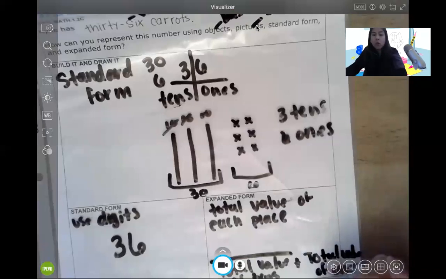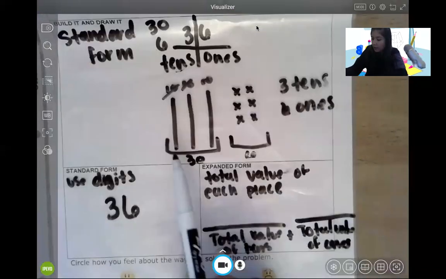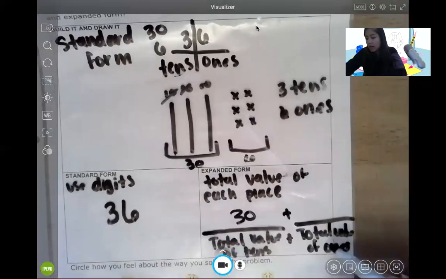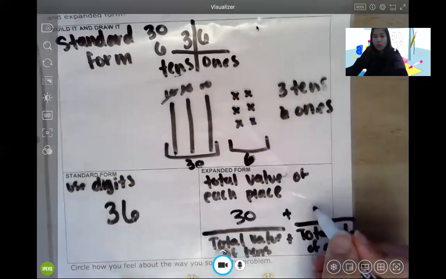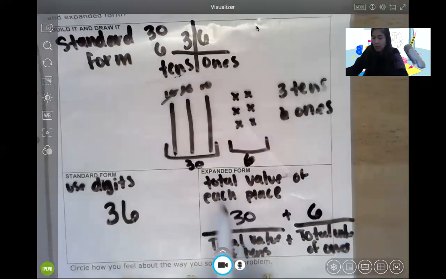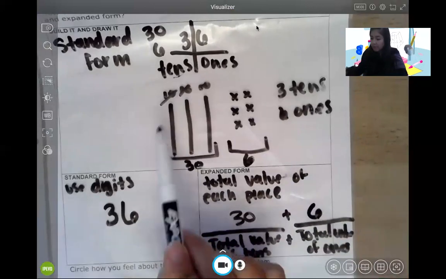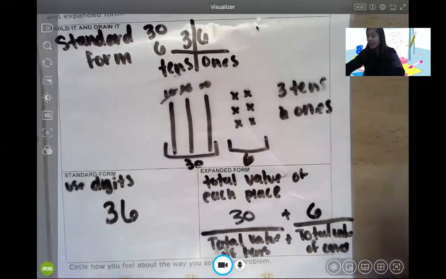So what is my total value of the tens? 10, 20, 30, plus the total value of my ones. And my total value of ones is 6. So when I represent 36 in expanded form, it's 30 plus 6. And there you have it, boys and girls. Now it is your turn, and I know you can do it.